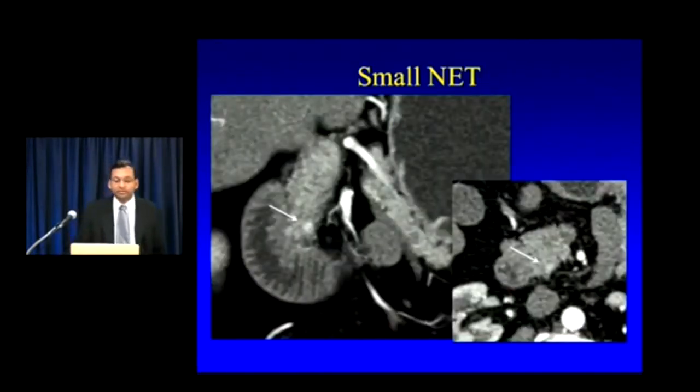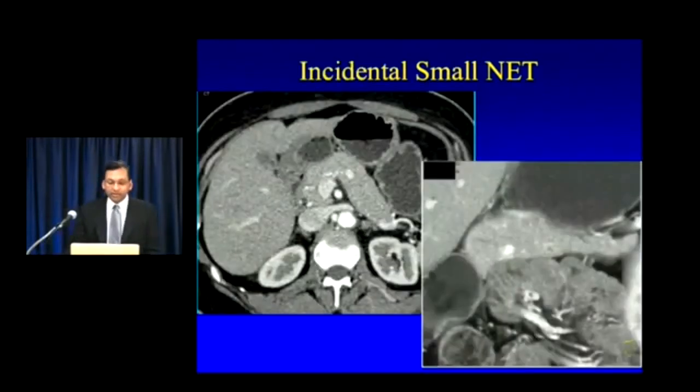Now, as we do more and more arterial phase imaging for a number of different indications, we are increasingly identifying small neuroendocrine tumors incidentally. Here's an example of that. This is a small neuroendocrine tumor, probably 6 or 7 millimeters, a completely incidental finding in a patient who's being scanned, I think, for looking for a renal mass. Here's another example. Again, a very small hypervascular lesion.